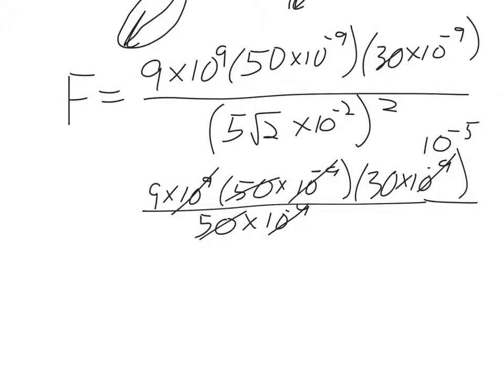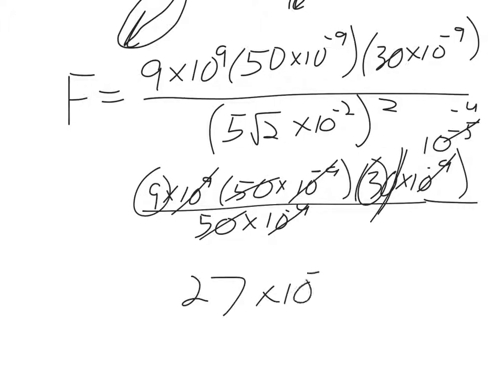I can multiply by this 10. 30 is just 3 times 10. So if I just drop that down to a 3, I can drop this to a minus 4. 3 times 9 is 27 times 10 to the minus 4, or 2.7 times 10 to the minus 3. So again, this goes real fast if you don't plug it into your calculator. And that is in newtons.